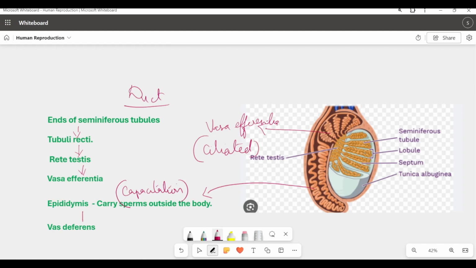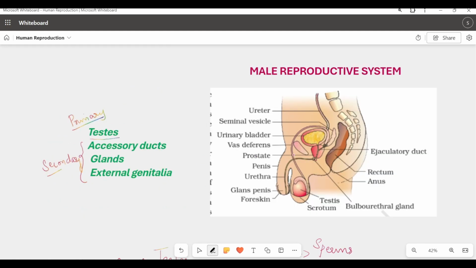tube called the vas deferens. So in this figure, you can see the vas deferens clearly. The epididymis comes out as the vas deferens. From either testis, from the two testes, the epididymis comes out as the vas deferens. So a pair of vas deferens will be coming out from each testis.